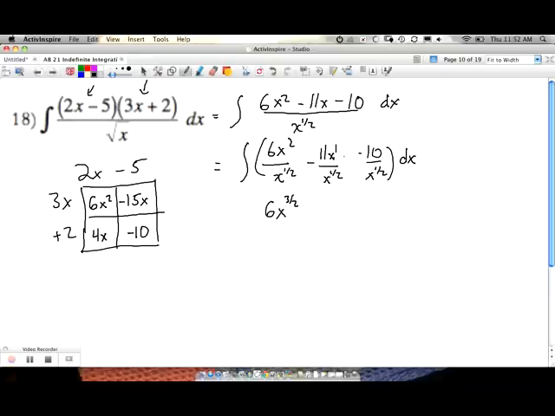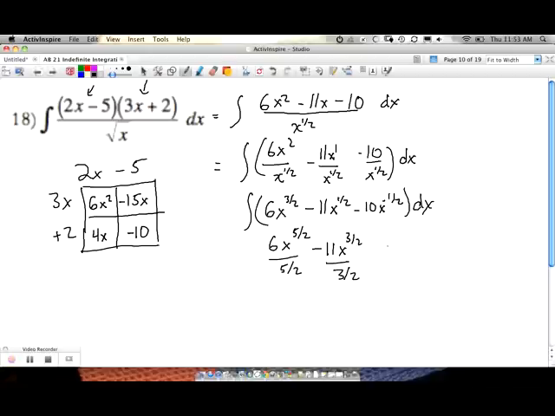Now we are finally ready to integrate. For the first one, we take the power, we add 1, we'll have 6x to the 5/2 over 5/2. The next one is going to be minus 11x to the 1/2 plus 1 is 3/2, and we say over 3/2. For the last one, we take negative 1/2, add 1, we got minus 10x to the 1/2 over 1/2, and then of course plus c. Could we simplify? Yes. But am I done? Yes. So are you. See you in part 2.